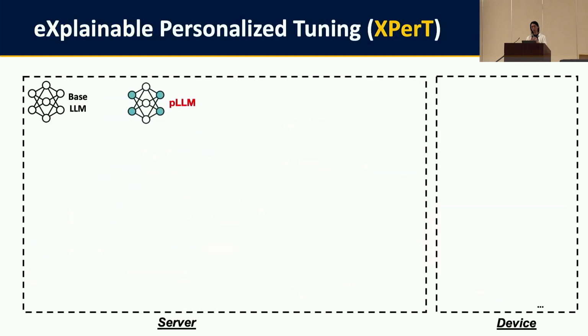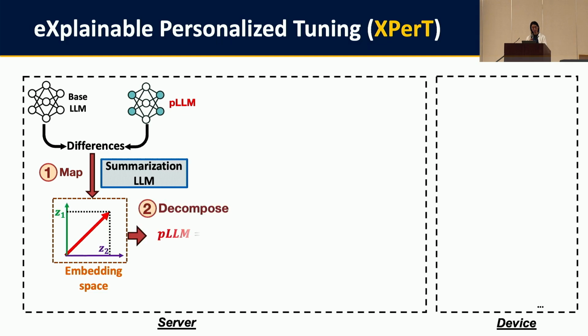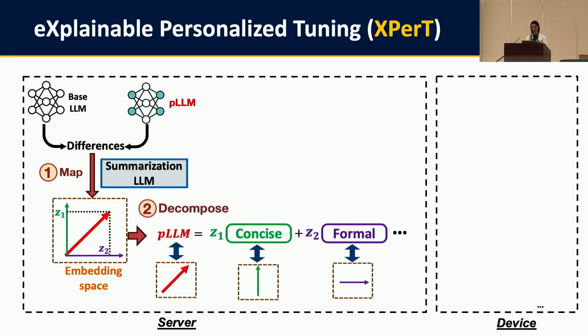To achieve model selection with explainability, we propose Expert, which means explainable personalized tuning. Here is an overview of Expert. For each PLM, we first compare its output with that of a base model. With the help of another summarization model, we map this difference in the distributions into an embedding vector. To further interpret this embedding vector, based on the linear representation hypothesis, we decompose this vector into a set of orthogonal subvectors.